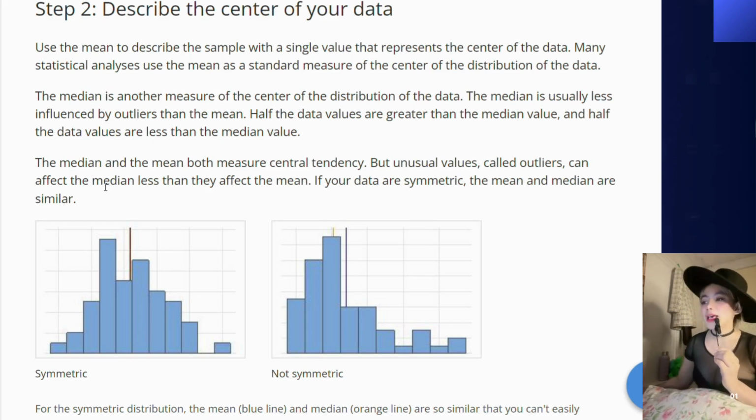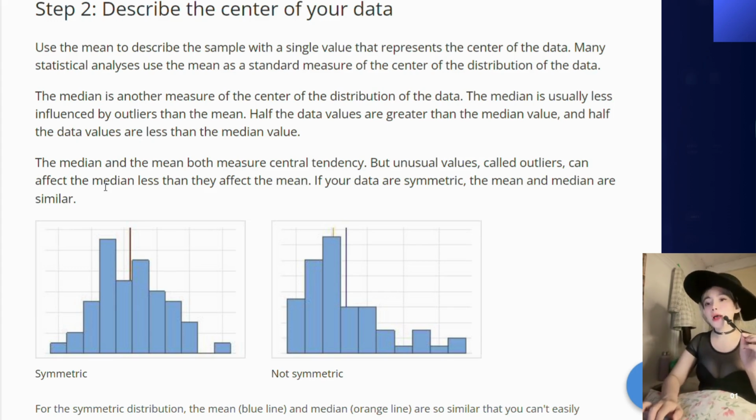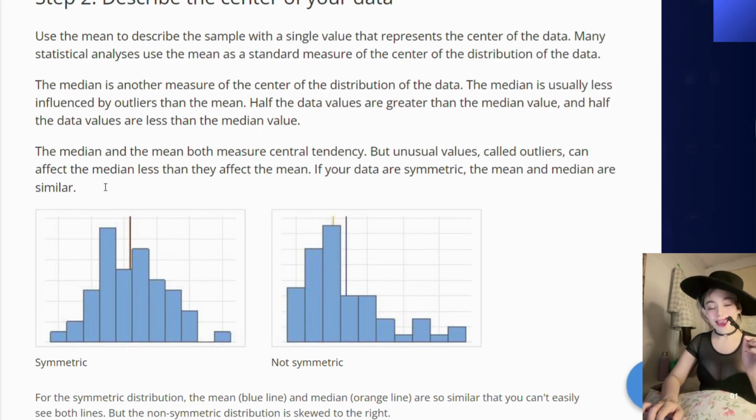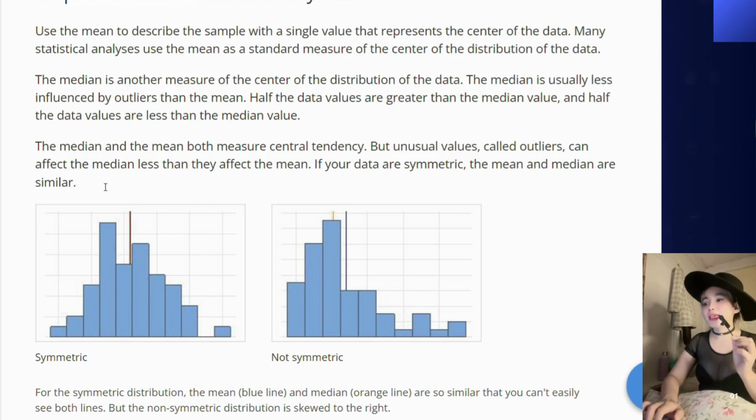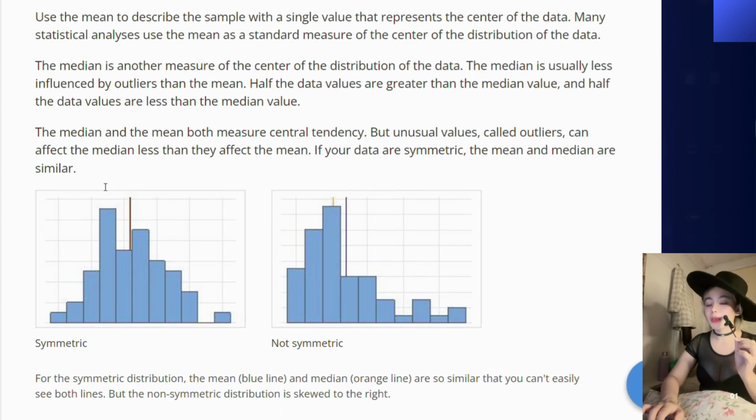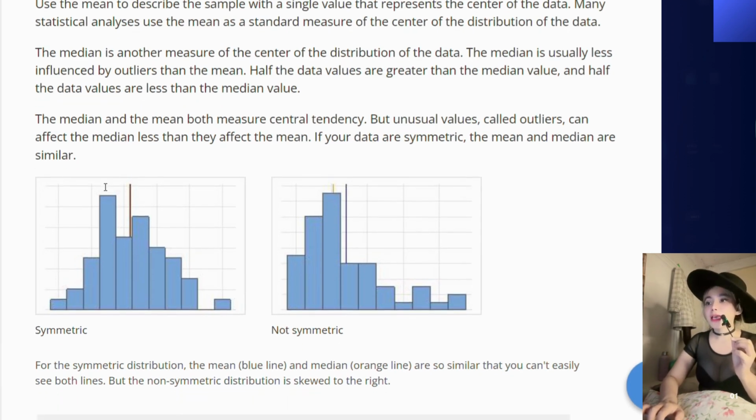Beautiful painting. Now, the median and mean both measure a central tendency, but unusual values called outliers, marked with an asterisk, can affect the median less than they affect the mean. The median, okay? If your data are symmetric, the mean and median are similar. There we go. Why?